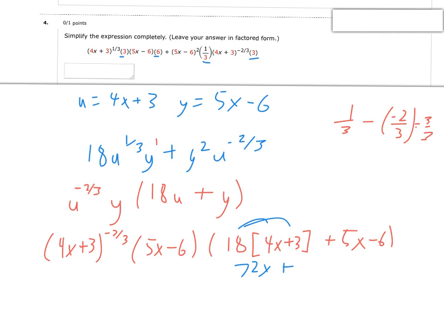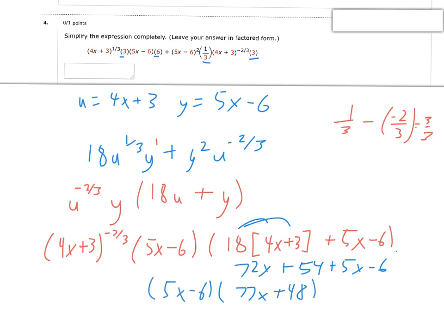And 18 times 3, 9 times 6, 54, plus 5x minus 6. And then we'll combine like terms in there. So that would be 77x plus 48. And then we'll go times 5x minus 6.